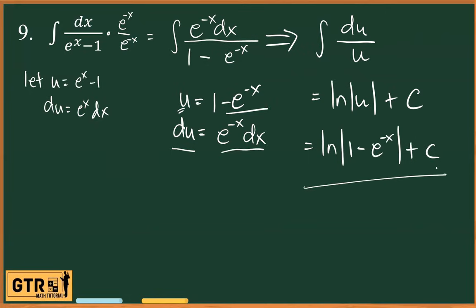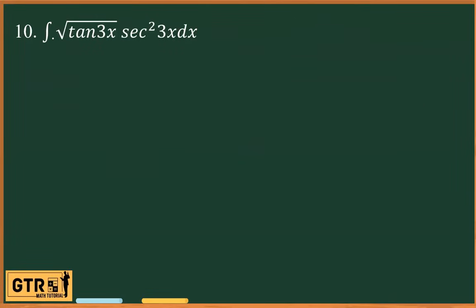So that's the final answer. Okay, so that's how to solve this type of problem with one e to the x in the denominator. So just multiply. We simply multiply this by 1, because e to the negative x over e to the negative x is 1. Okay, last example. Number 10, we have the integral of square root of tangent 3x times secant squared 3x.